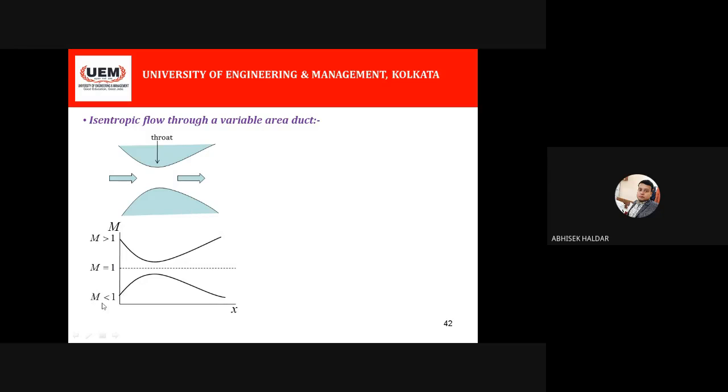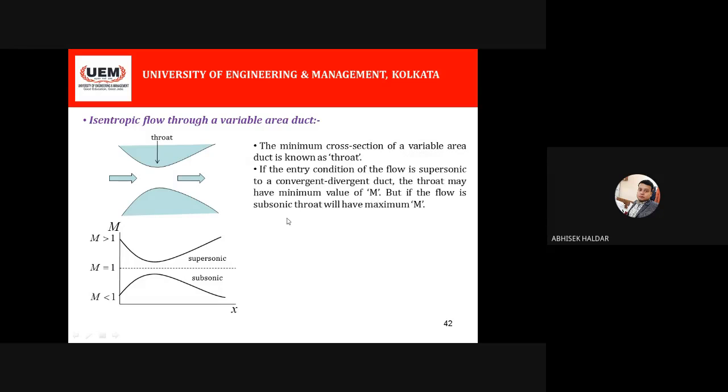And just the vice versa for the subsonic flow, I am not discussing. Just the opposite will be there. How this trend works should be clear to you. It is just the opposite for the supersonic flow. It is my subsonic flow. It will be just the opposite trend. So in this case, you can see it is my supersonic zone. It is my subsonic zone. The minimum cross section of a variable area duct is known as the throat.